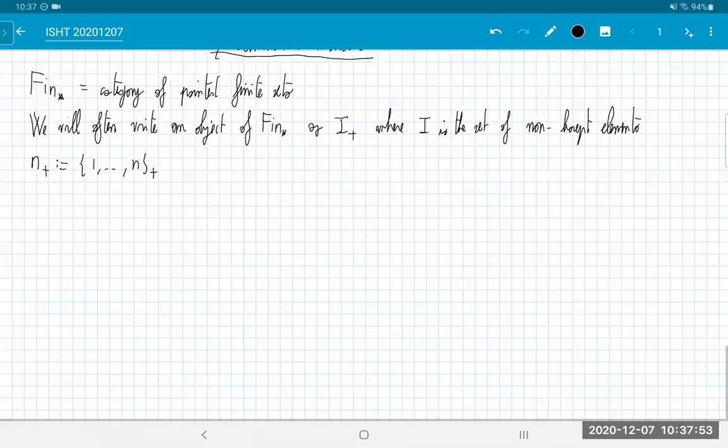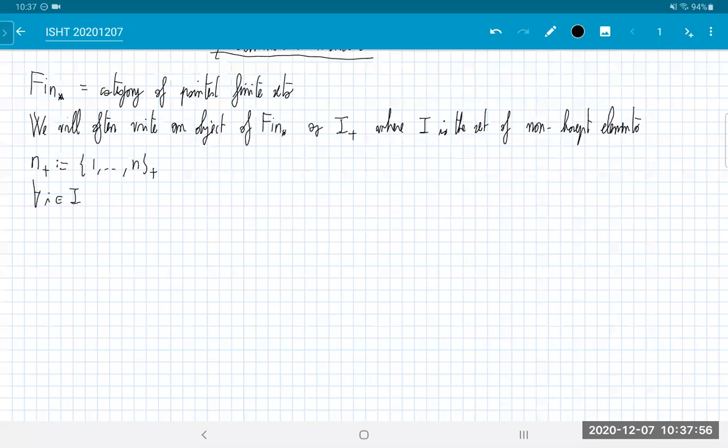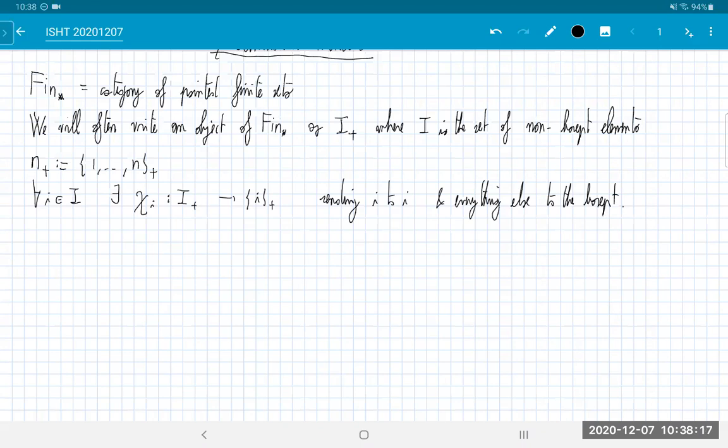Now, for every i in the underlying set, there exists a map chi_i from I_+ to the singleton plus, sending i to i and everything else to the base point. This is called the characteristic map. Okay, so that's enough combinatorics.